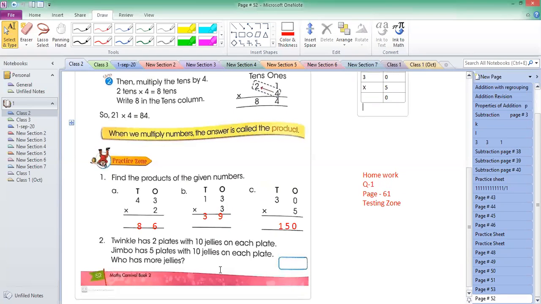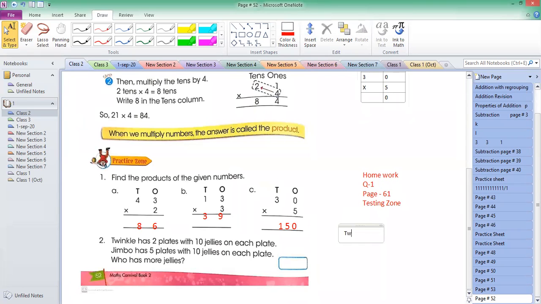Question number 2 was left, which we did not finish yesterday, and we are going to finish it now. Twinkle has 2 plates with 10 jellies on each plate. Jimbo has 5 plates with 10 jellies on each plate. Who has more jellies? We have to write.